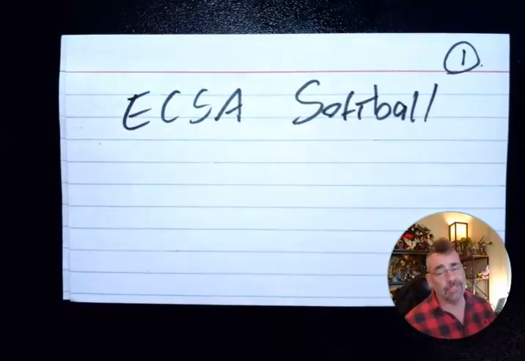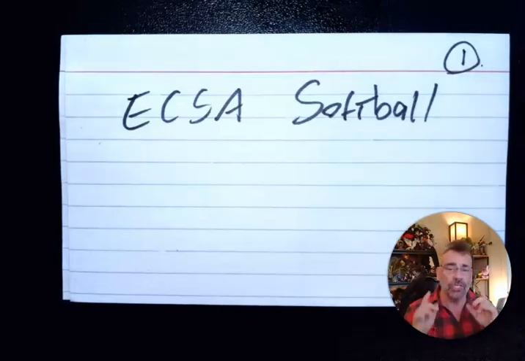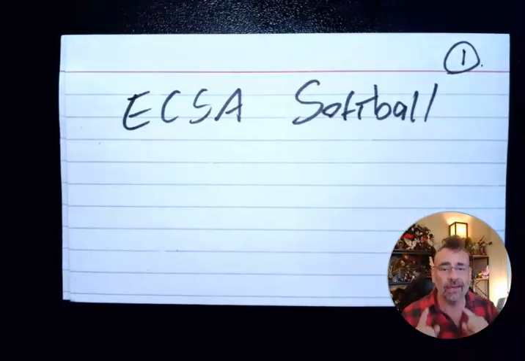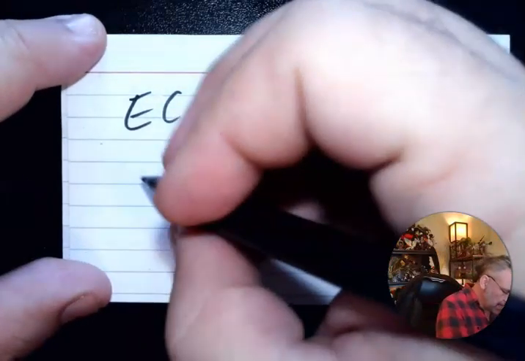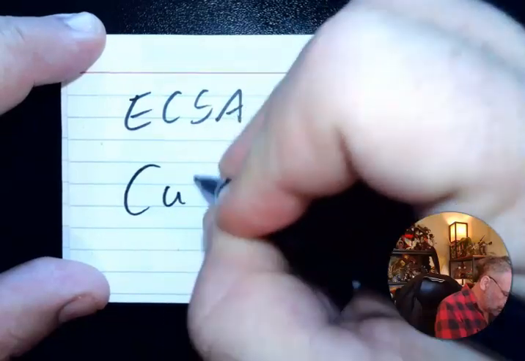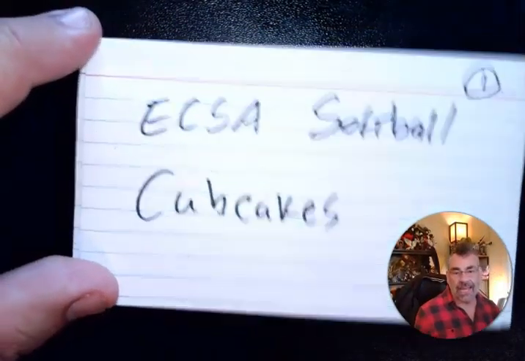But it's good to have these things down. Sometimes we stand up in front of people and we just need that cue. That's why these are called cue cards. I'm not writing down all the information I need to know. I'm writing down something that's going to cue my mind and tell me, hey, now it's time to talk about this. So I say ECSA softball, and maybe I say the name of my team. We are the Cupcakes. It just matters that I need to be able to read it, right?